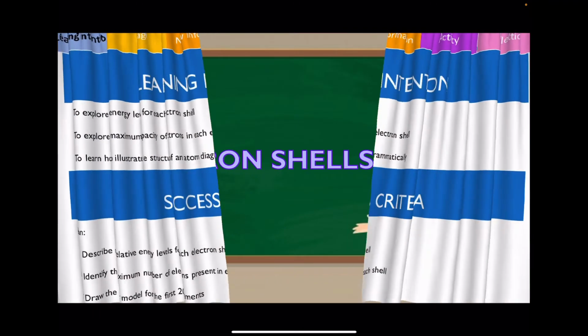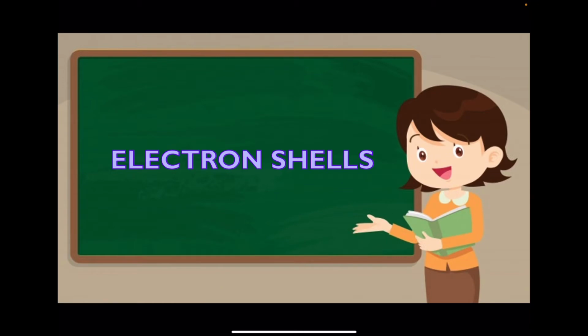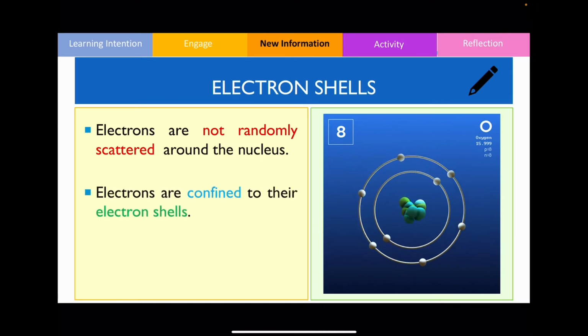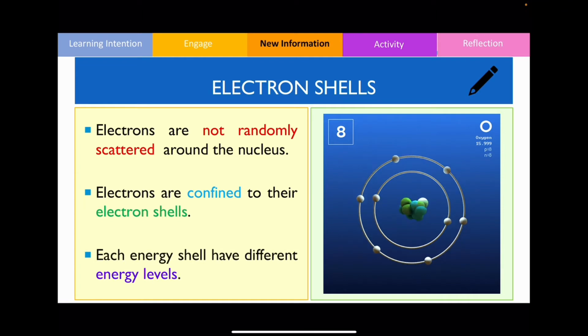So the first point of discussion is what electron shells are and the energies associated with an electron shell. We know that electrons are not randomly scattered around the nucleus and that these electrons belong in their respective electron shells. So they still move, but they only move inside of their electron shell. And what I need you to understand is that each electron shell has a different energy level associated with it. Let's talk about this in a bit more detail.